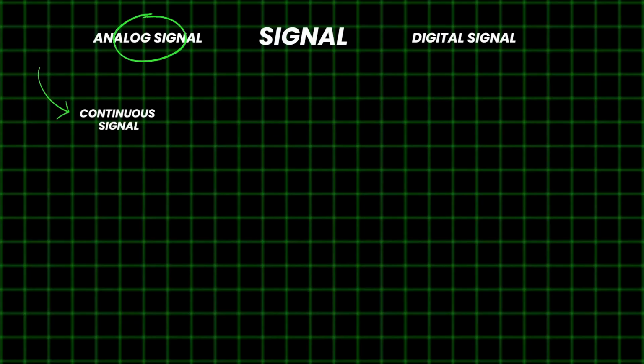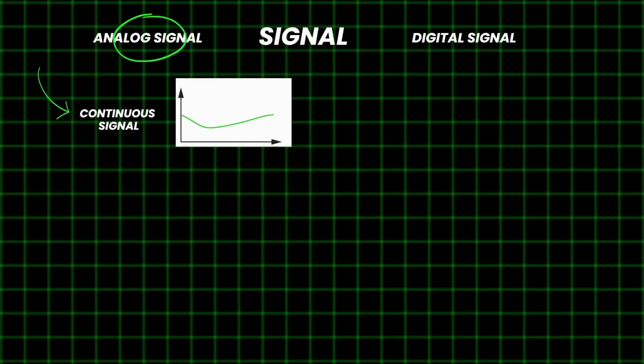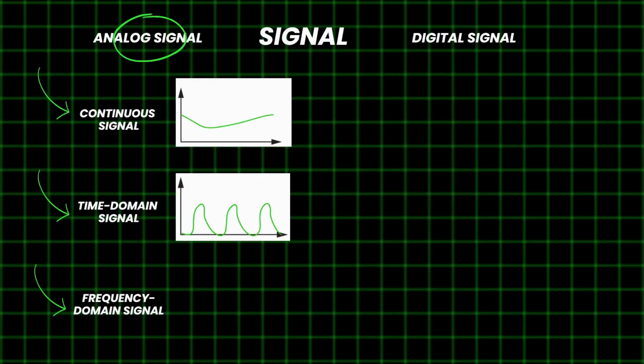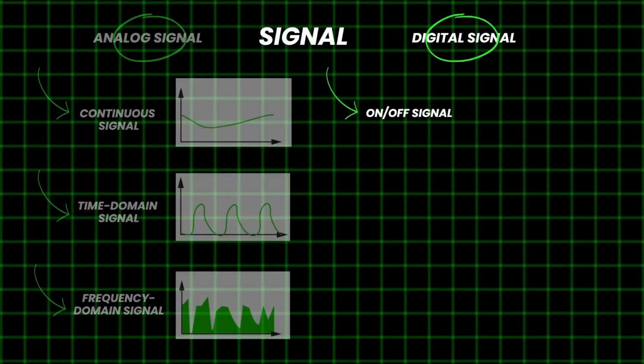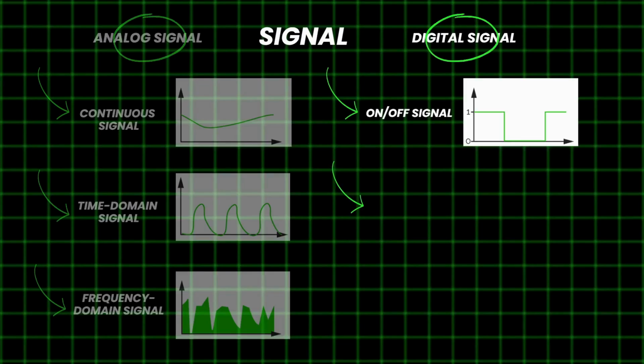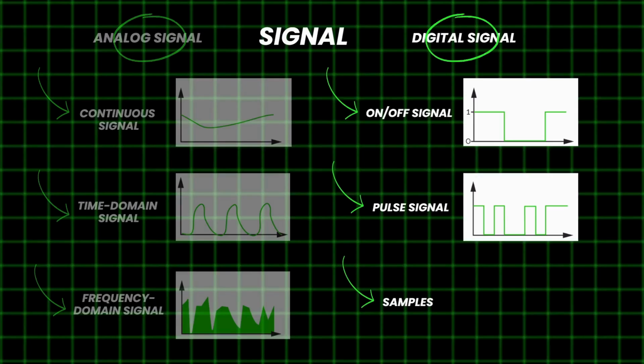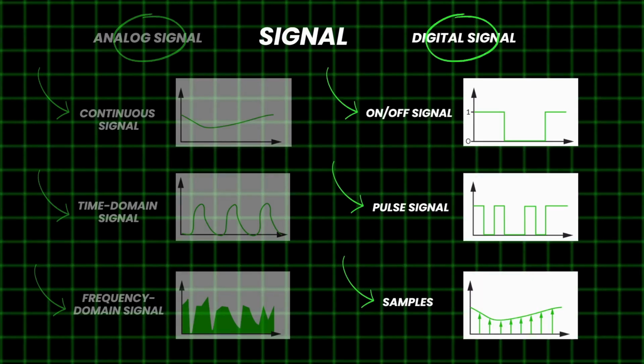So what is a signal? A signal refers to any voltage, current, or time-varying electromagnetic wave that carries information, and you have two kinds: analog signal and digital signal. For the first one, we find a continuous signal as shown in this graphic, a time domain signal, and lastly a frequency domain signal. For the second one, you will find an on-off signal, a pulse signal, and lastly samples.